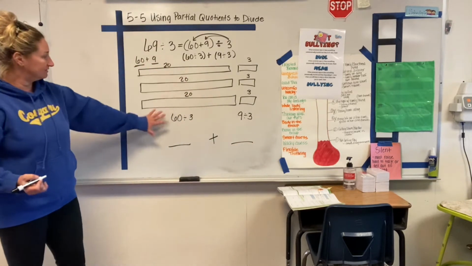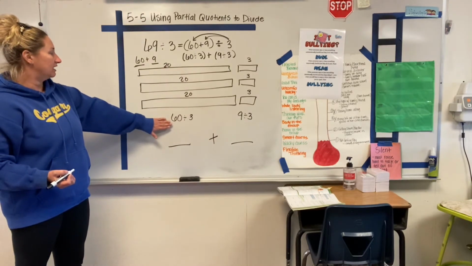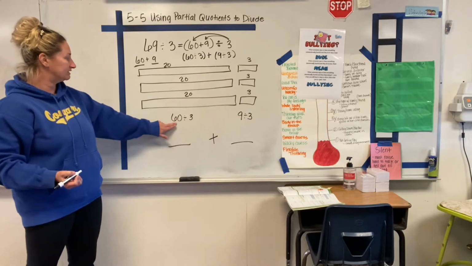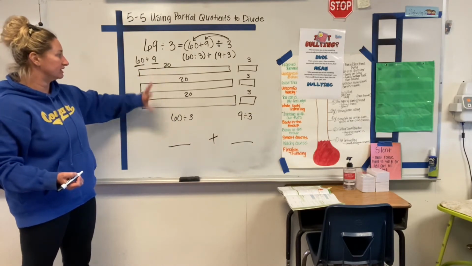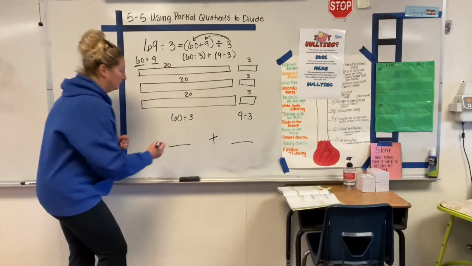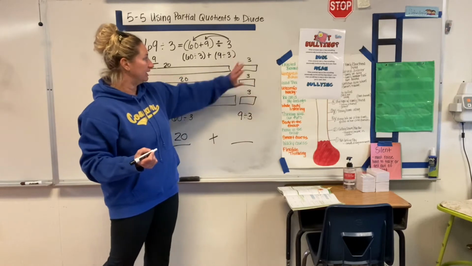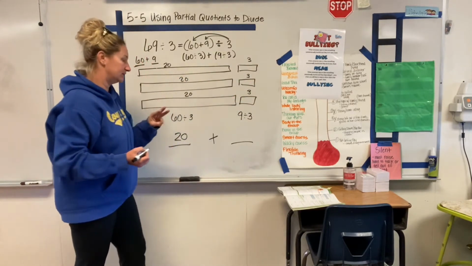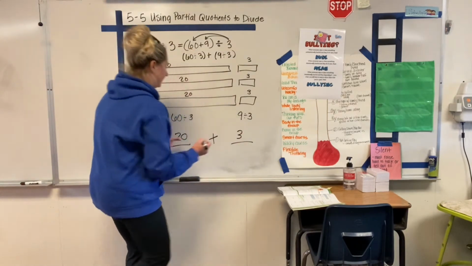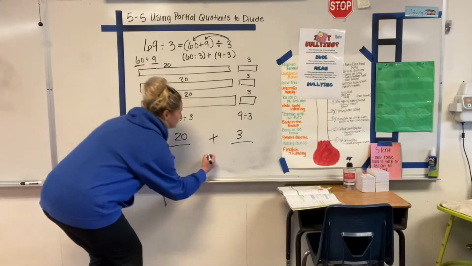So it's this, 60 divided by 3. How many times does 3 go into 60? Well, we can see it's 20, 40, 60. So 20 times. There's 3 20s. And how many times does 3 go into 9? There's 3 3s, so 3 times. So we add the 2 partial products together, and the answer is 23.